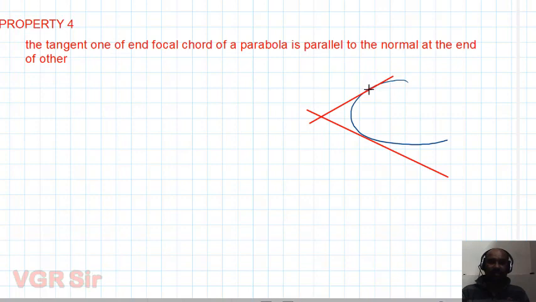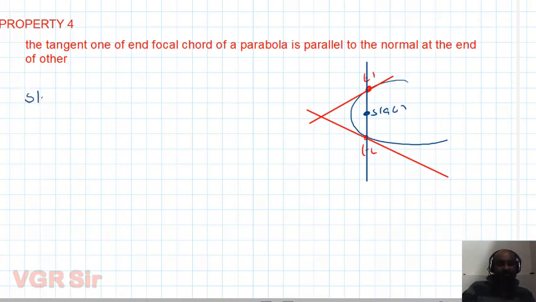Students, assume that this is T1 and this is T2. This is the focal chord, meaning somewhere here is the focus S, (a, 0). Now you want to show that the slope of the tangent at T1 is equal to the slope of the normal at T2.